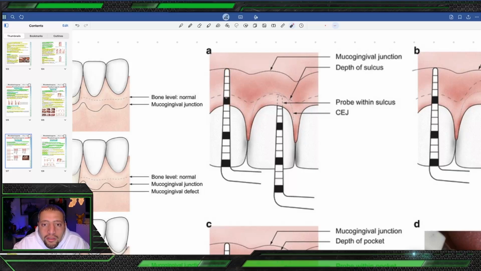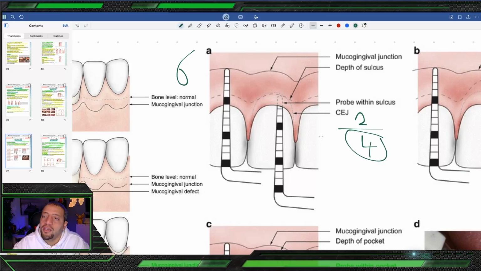I think 1, 2, 3, 4, 5 is this one. Let's give it number 6. In this area, I'm going to do the probing depth, which is coming from gingival margin to the depth of the pocket. Here is going to be maybe 2. So 6 minus 2 equals 4. So we have 4 millimeters of attached gingiva.